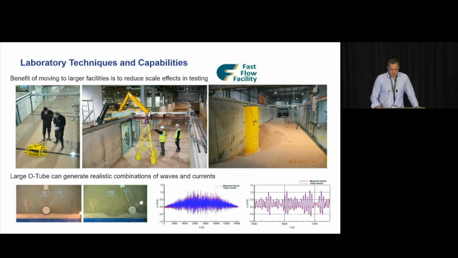So the O-tube is an enclosed flume that we have at UWA, and if you want to know more, you can definitely ask me about this tonight or tomorrow. Because it's an enclosed flume, we can do oscillatory flows that are quite fast and have quite variable period, which is difficult to do with an open-top wave flume.